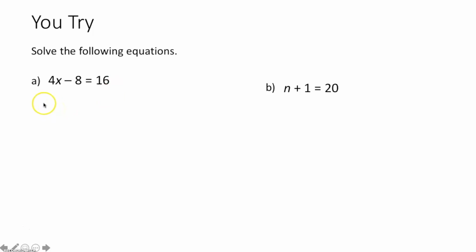Step 2, the variables need to go to the left-hand side of the equation. Here's our x, that's our variable. It's already on the left-hand side of the equation. Done already. Step 3, get the constants to the right-hand side. Over here, we have a 4 and a minus 8. We need those to go to the other side of the equation.